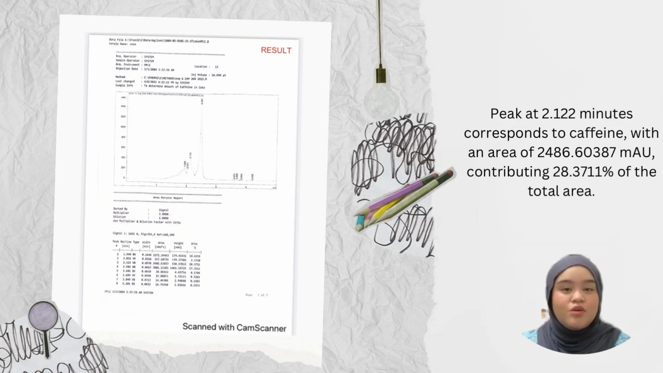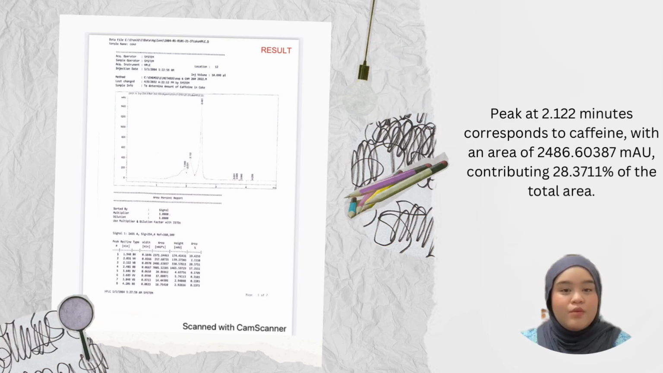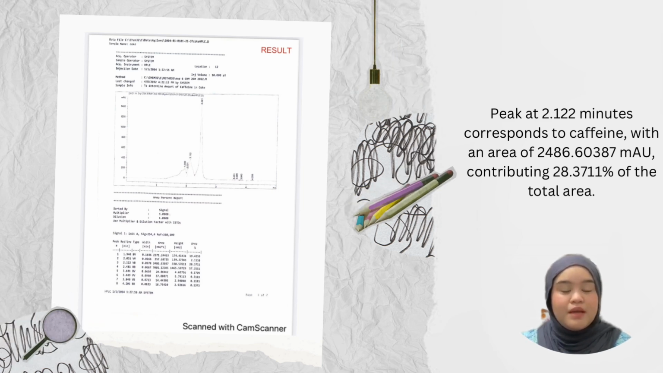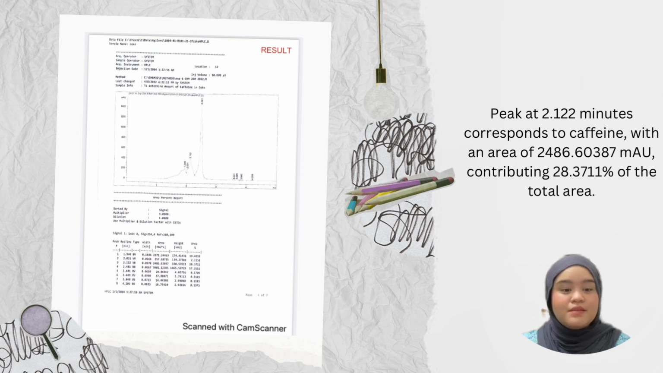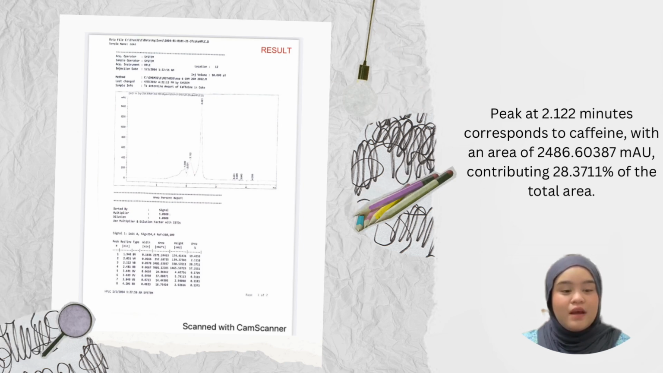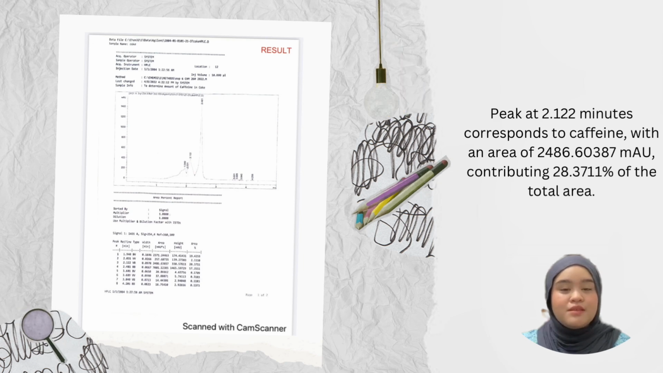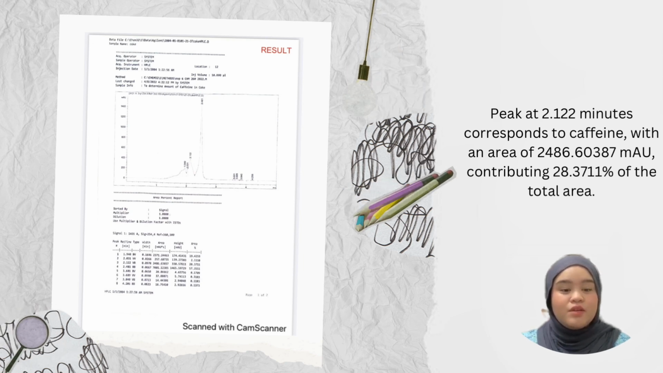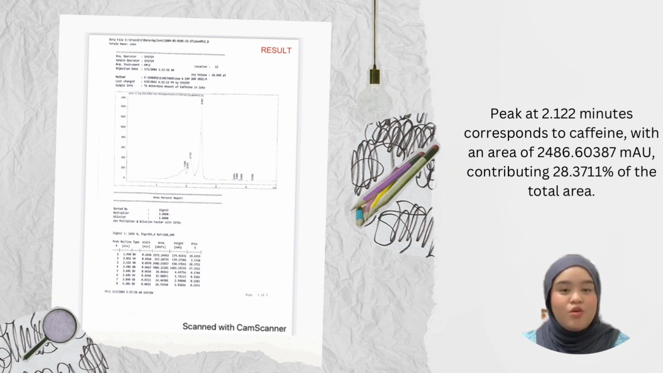Next, the Coke sample. We can see that a peak at 2.122 minutes corresponds to caffeine with an area of 2486.60387 mAU, contributing 28.3711% of the total area. Similar to Levita, other peaks indicate the presence of other compounds in the Coke sample.